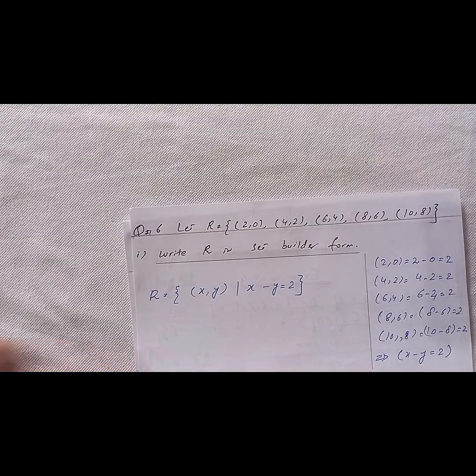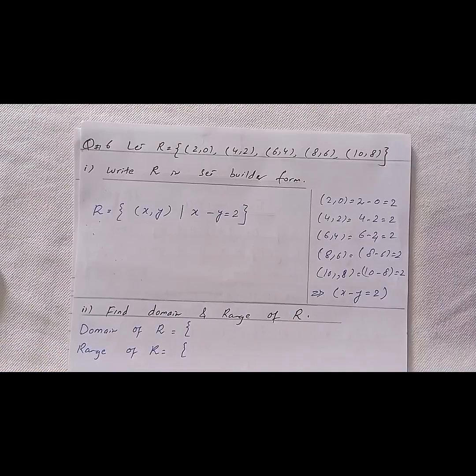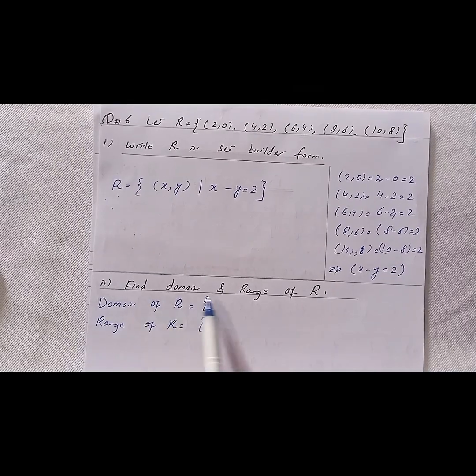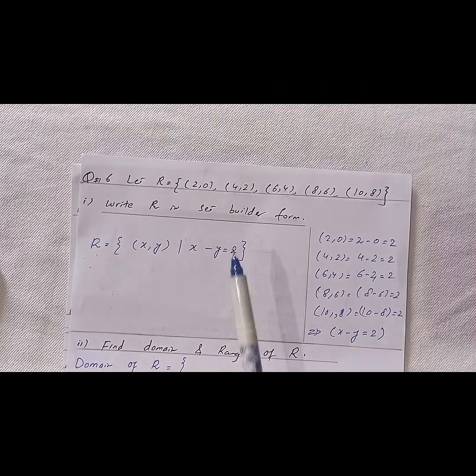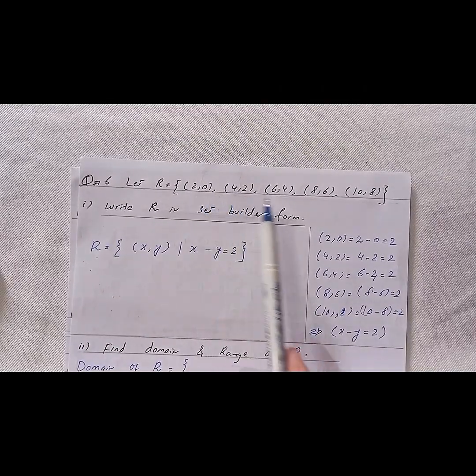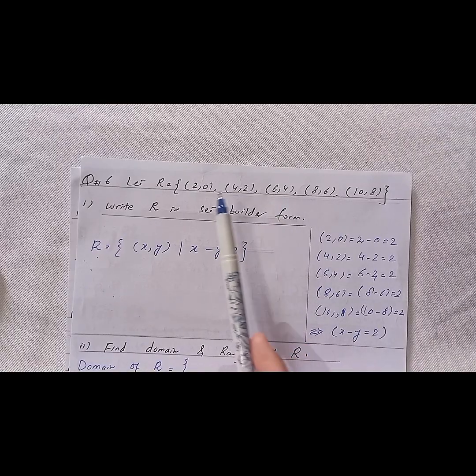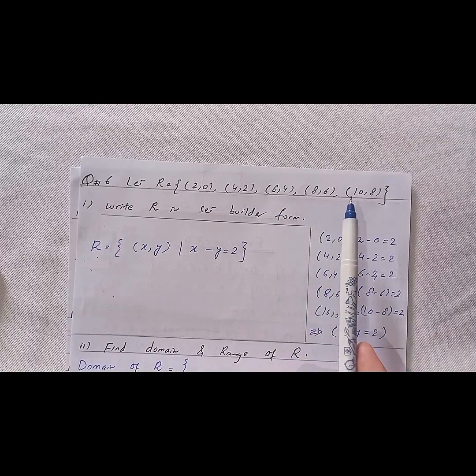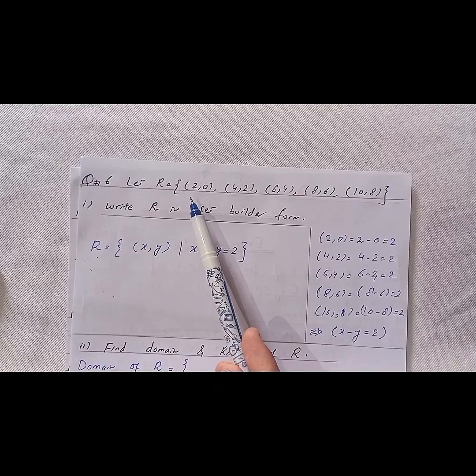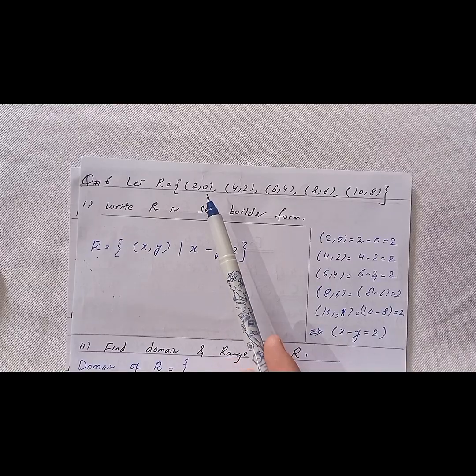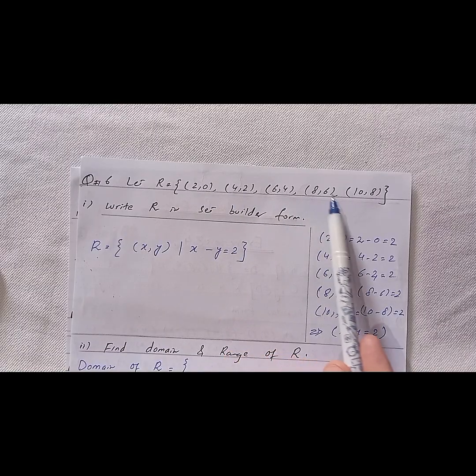This is the set builder form of R. In the second part we have to find the domain and range of R. In set builder form you can see that the ordered pairs of R are written as (2, 0), (4, 2), (6, 4), (8, 6) and (10, 8). So the domain is the first element of each ordered pair. Here the elements of the domain are 2, 4, 6, 8, 10.